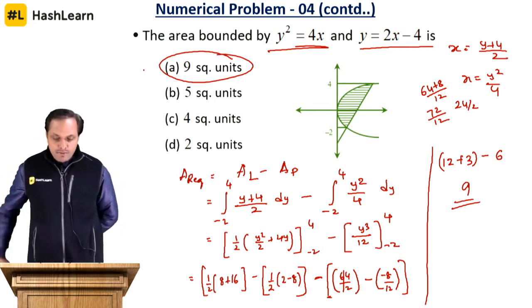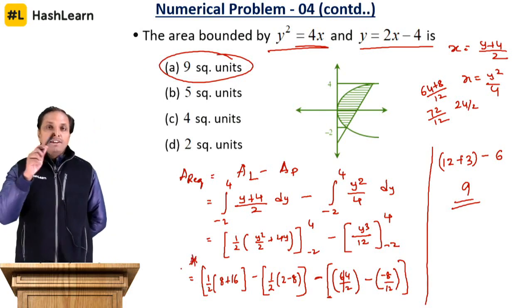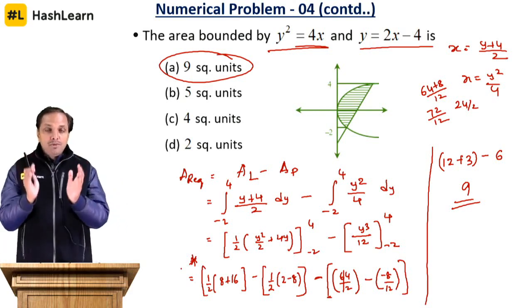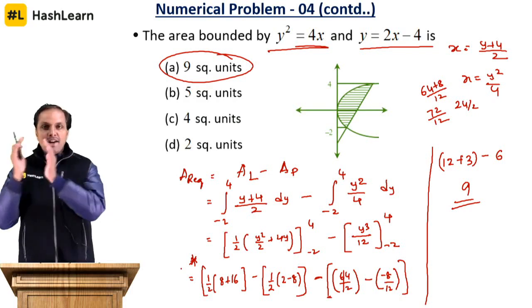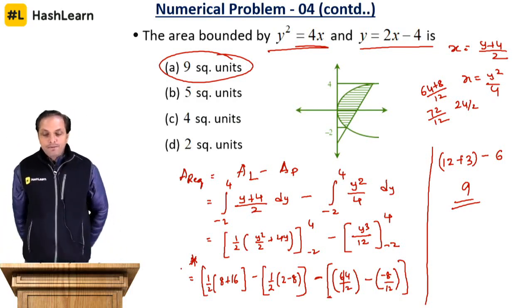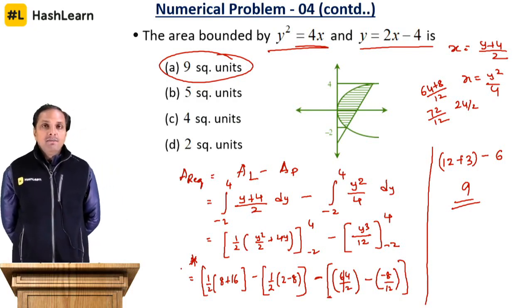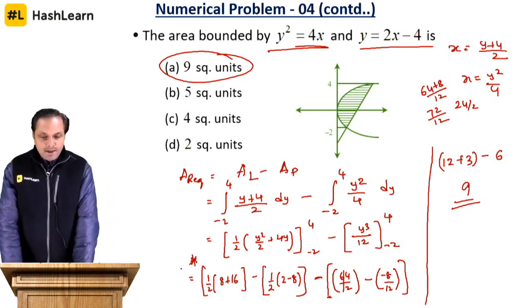So is it clear? Many of them make mistakes in this step of putting the upper limit and lower limit. So be careful. Initially reserve the space for putting upper limit minus lower limit. If you take care of the final simplification of substituting the limits, then it would be fine. Okay, so let us go to the next question.